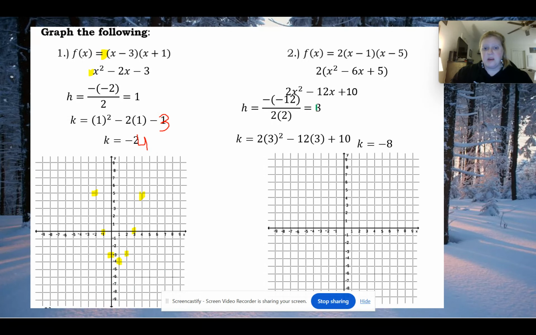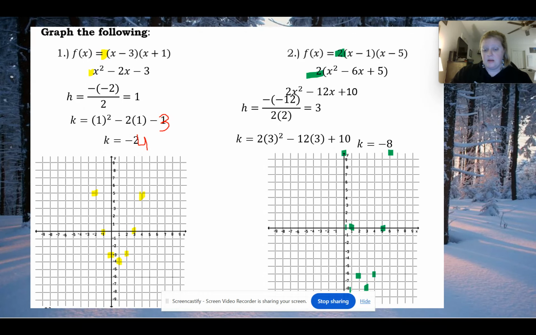And we'll do the same thing here. So I'm going to plot my vertex, 3, -8. That's going to put me down here. Now there is a 2 out front. My a value is 2, so again, I have to stretch how high I go. So we have 1, 2, 2, 8. And then we can just barely fit 3, 18 on here, but we can make it work. That's going to be up to the very top.